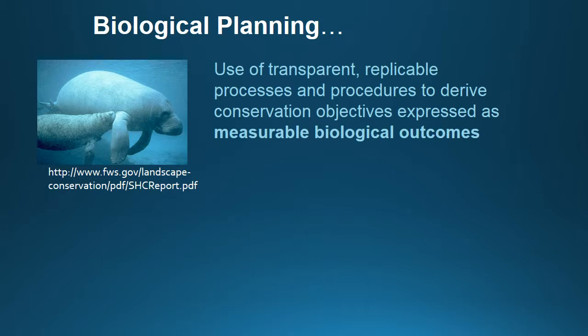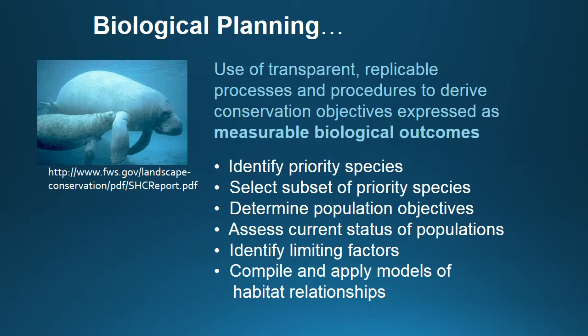During the biological planning phase, there's a set of basic blocks that are determined which guide the rest of the process. This includes a transparent, replicable process and procedure that's used to derive the specific conservation objectives. These objectives have specific measurable biological outcomes. During this phase, priority species are selected. Sometimes a subset of these priority species are considered focal species.